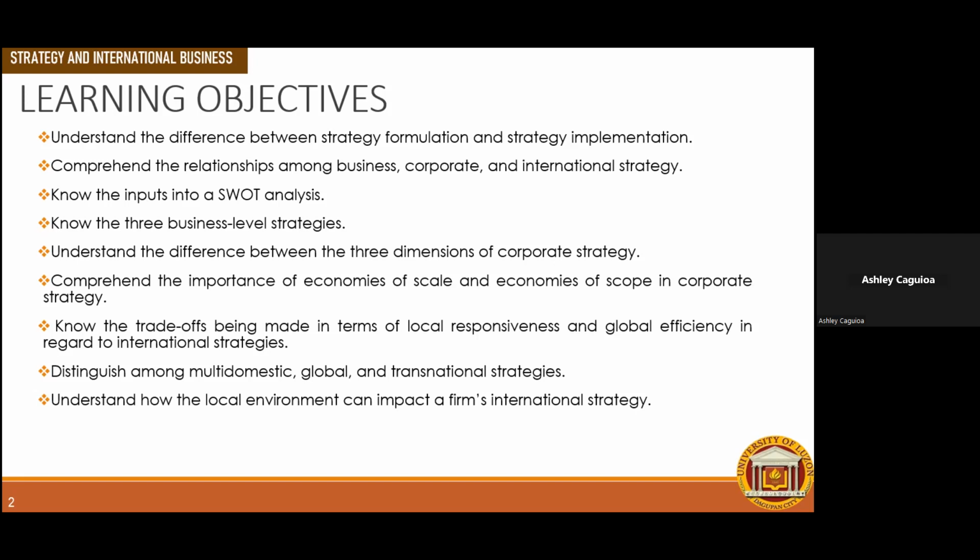Comprehend the importance of economies of scale and economies of scope in corporate strategy. Know the trade-offs being made in terms of local responsiveness and global efficiency in international strategies. Distinguish among multi-domestic, global, and transnational strategies. And lastly, understand how the local environment can impact a firm's international strategy. So those are our learning objectives for this topic.